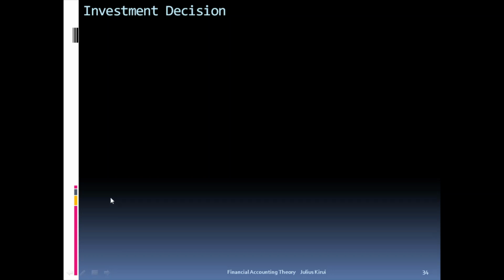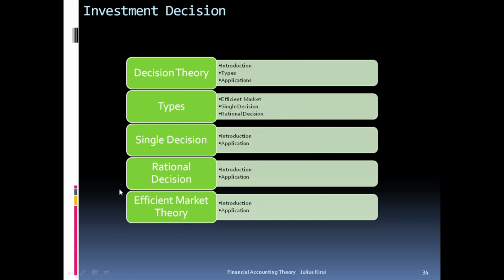So I'd like us to have a deep look at what we are supposed to cover in our discussion. One, we look at the decision theory: the introduction, types and application. In essence, decision theory carries all these types of theories or decisions. We have efficient market, single decision, rational decision. In the single decision, we look at the introduction and then application; rational decision, introduction, application; then efficient market, introduction, application. So these are areas that we need to have our coverage.